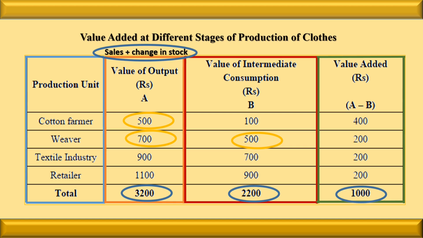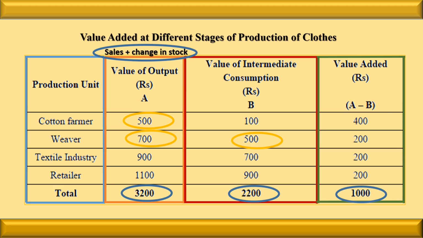And by deducting 500 from the weaver's output, the problem of double counting is solved, because under 700, 500 is already being added. So under the second stage, we only have to consider the value which is being added. That is the main reason that from the total of 3200, the 2000 which is included under it is excluded, and by excluding 2000 from 3200, we get the true value of the national income.